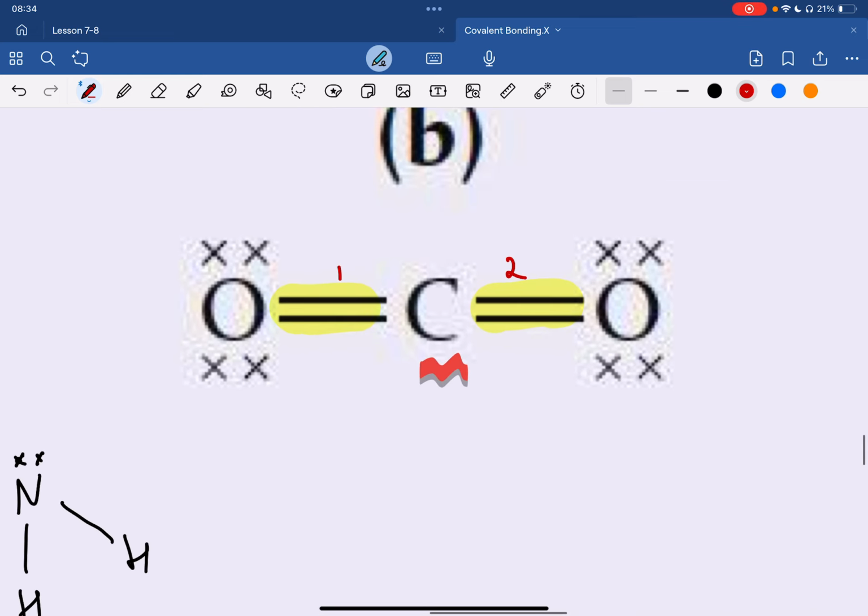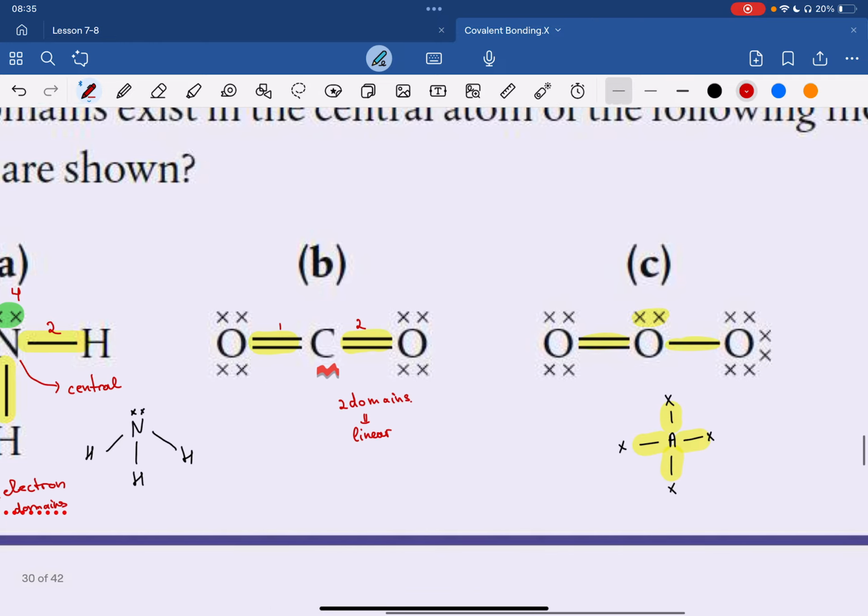So let's check this example. The central atom is carbon, and we have one domain here. Remember again, double bonding is also one domain. And another domain here. Why is it one domain? Because we have four electrons, but these four electrons are in one location. So it has two domains, and it doesn't have any non-bonding electrons. So this is called linear. Whenever we have two electron domains, it's called linear.